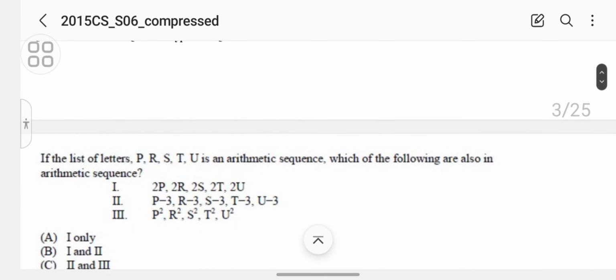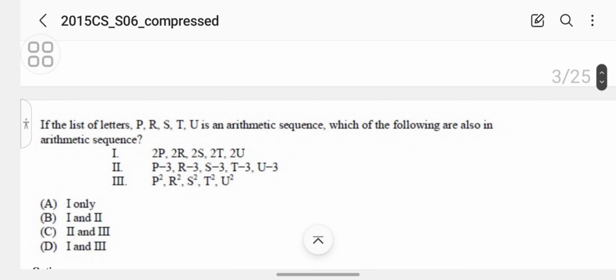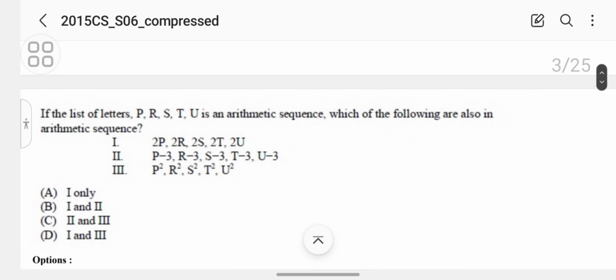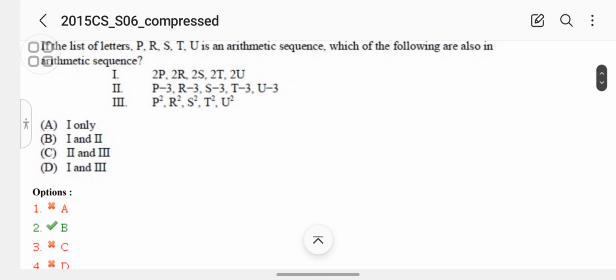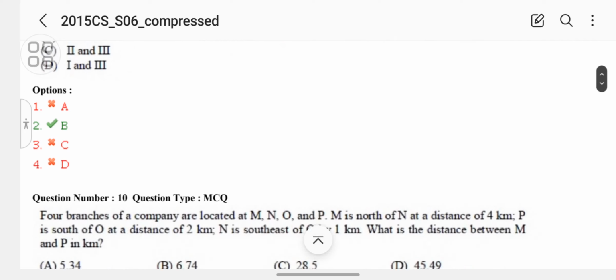Now question number 9 is if the list of letters P, Q, R, S, T, U is an arithmetic sequence, which of the following are also in arithmetic sequence? So for this, our answer will be B, that is 1 and 2. That is 2P, 2Q, 2R, 2S, 2T, 2U, and second is P^3, Q^3, R^3, S^3, T^3, U^3.